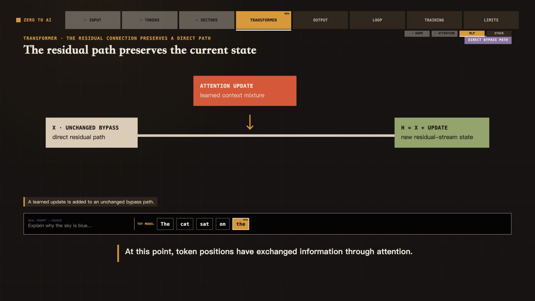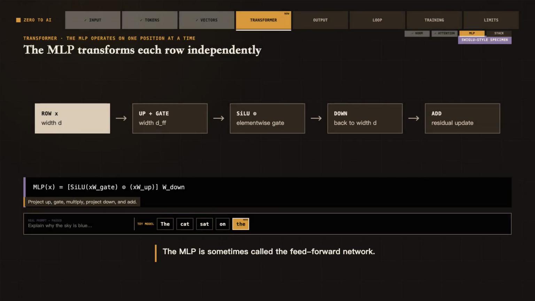At this point, token positions have exchanged information through attention. Next, the MLP transforms each position separately. The MLP is sometimes called the feed-forward network. The same learned function is applied independently to every token row. Unlike attention, this operation does not mix different sequence positions directly.